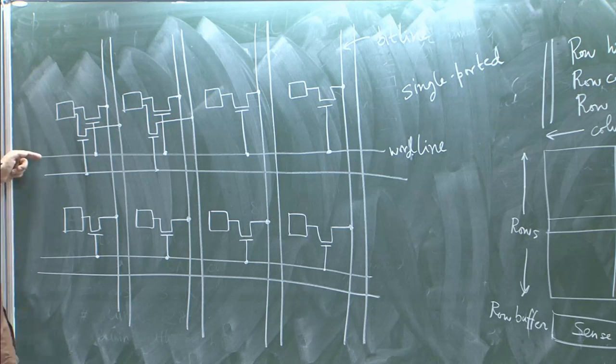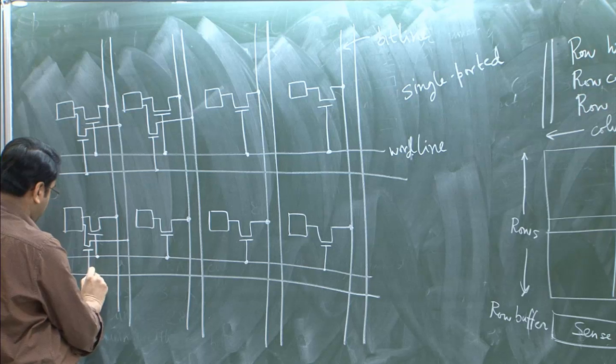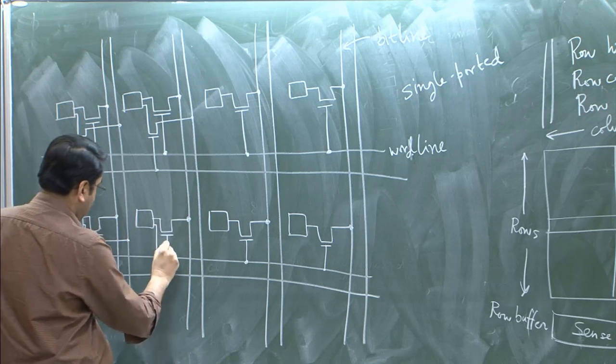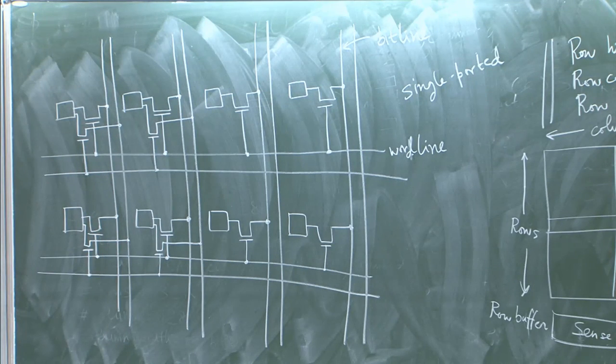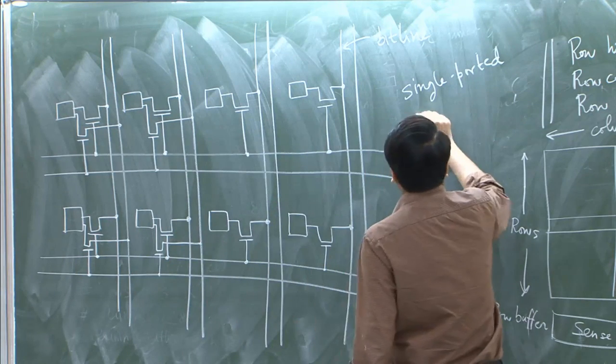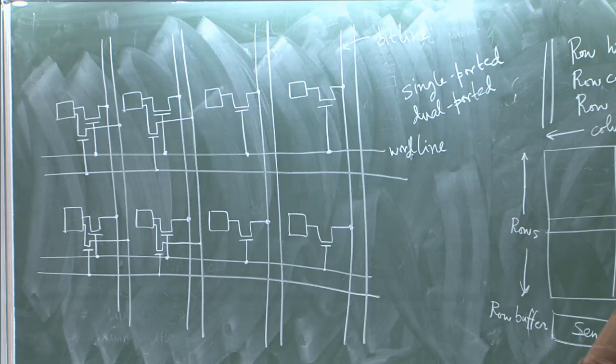I can now enable this row, and so on. So I can not only access the same row twice, I can access these two rows also simultaneously. So these are dual ported RAM. What penalty have I paid for making it dual ported? Too many wires. Anything else? Anything in terms of latency? I tell you that it will be slower than a single ported RAM.